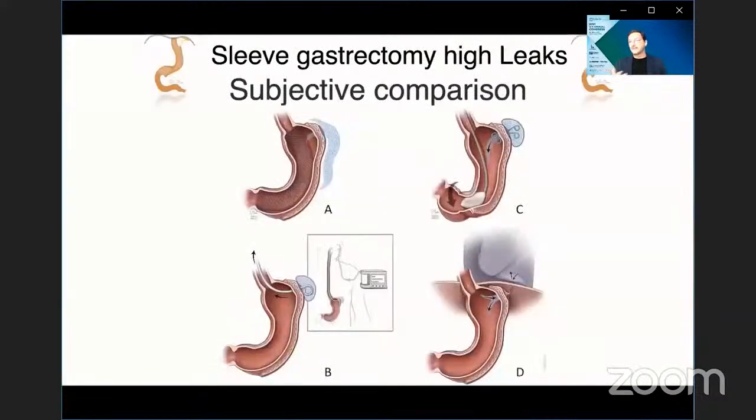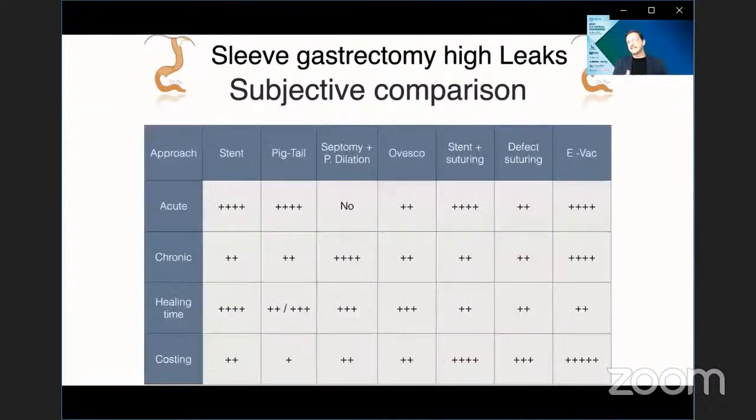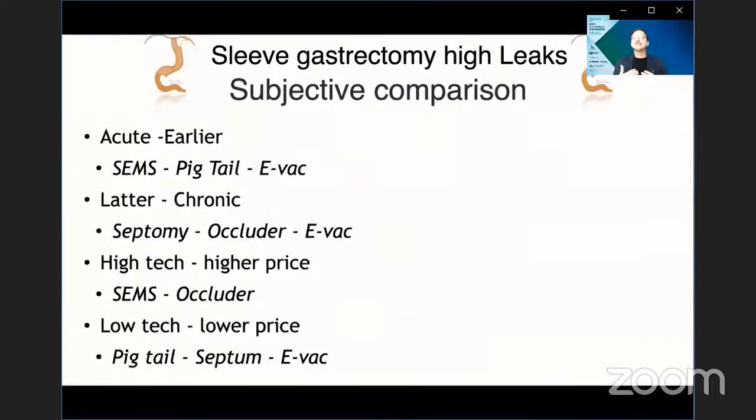So in summary, those are the techniques. You can occlude, you can internally drain, you can apply vacuum, you can block. And there are different ways how it works or not. And as there is no flow chart, there's no clear, unbiased algorithm, we're going to give you our personal experience in how it can be used or not. So for acute and early, stents, as much acute as it is, stents are good.